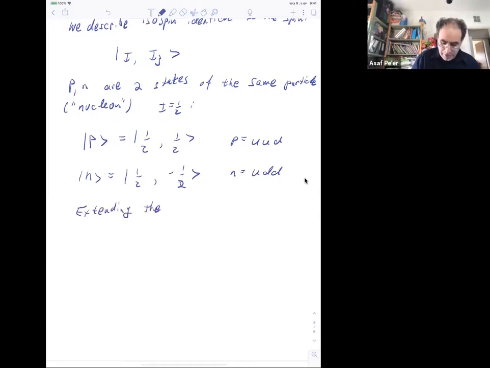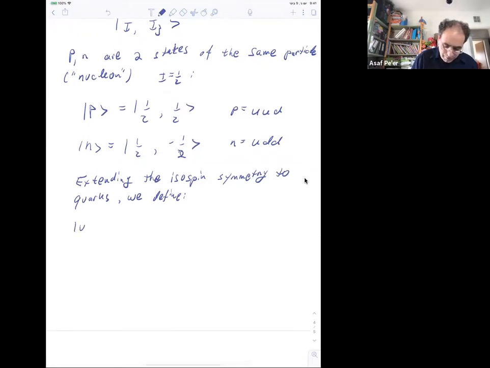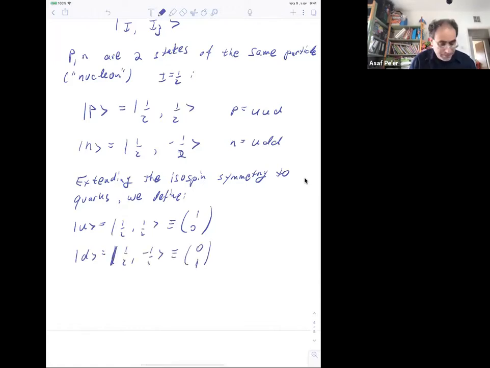So we can extend the isospin symmetry to quarks. We can define the state of an up quark as I equal 1/2, I3 equal 1/2, also written as the 1, 0 state, and the down quark as 1/2 and minus 1/2, which is the 0, 1 state.